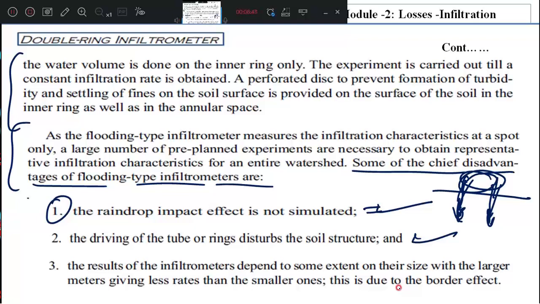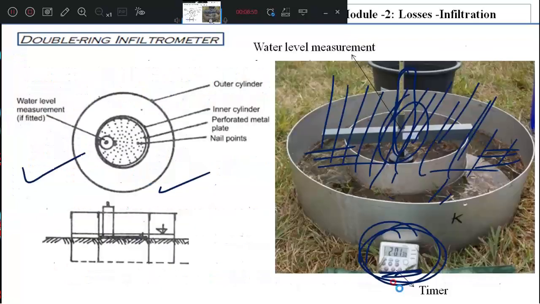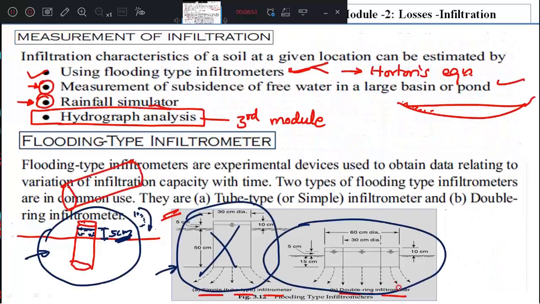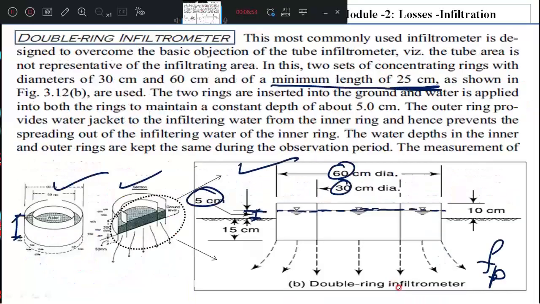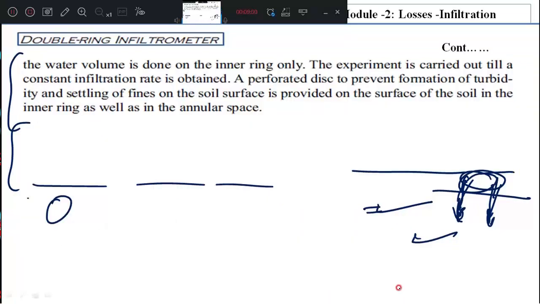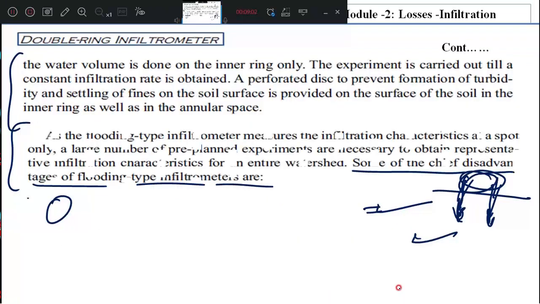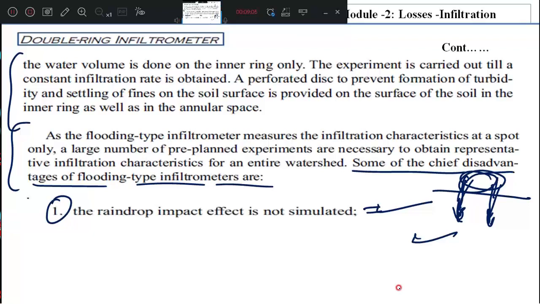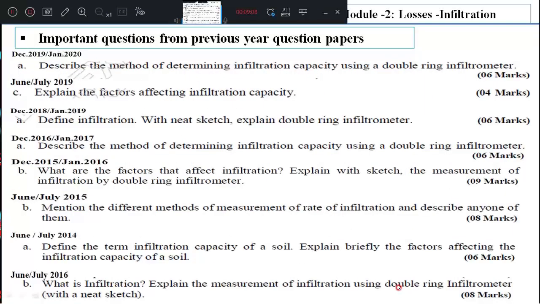Understood? This is what you are measuring, infiltration by flooding type infiltrometer. We have two types. One is a single tube and the second one is the double ring. And most probably we will be using the double ring. In the double ring, the working procedure you should know, and the demerits you should know. If you know that, then that is over.